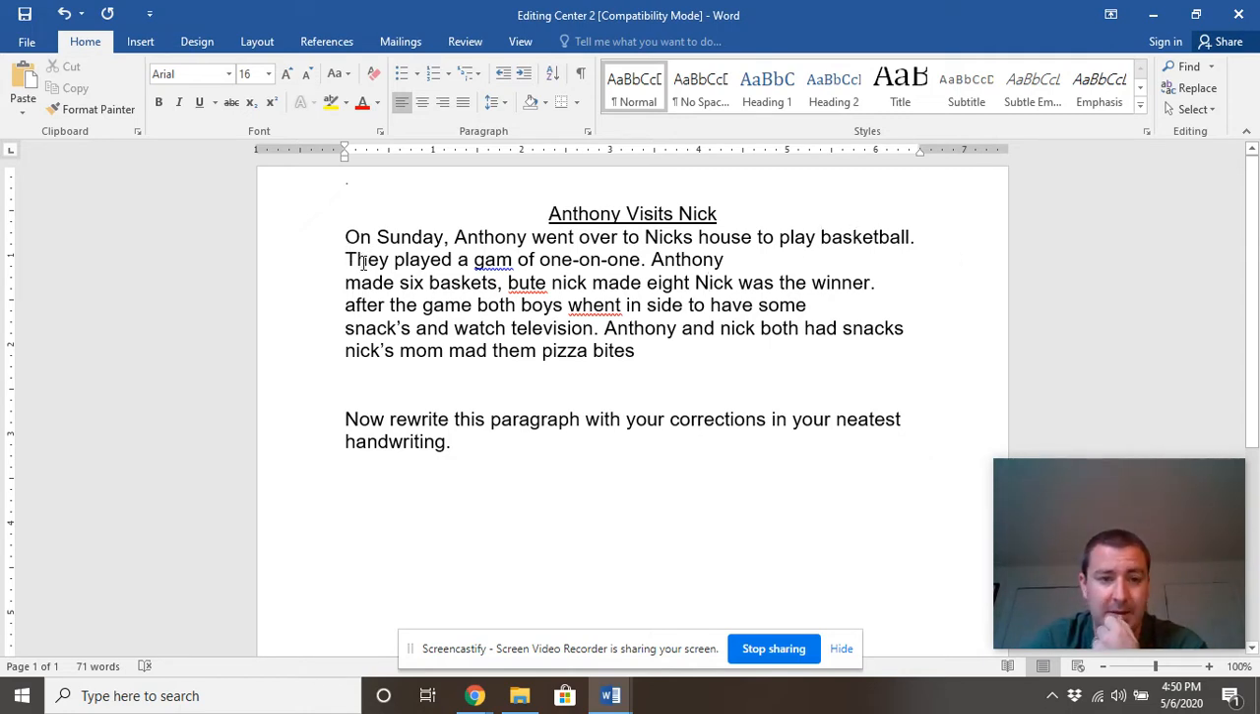Let's continue working. They played a game of one-on-one. Okay, is that a complete sentence? Does that have a subject and a verb? So what would the subject be? Who's doing the action? They. So they would be the subject, and then the verb would be played. And what are they doing? They're playing a game. So yeah, that's a complete sentence. So we can leave that punctuation mark there. They played a game of one-on-one.